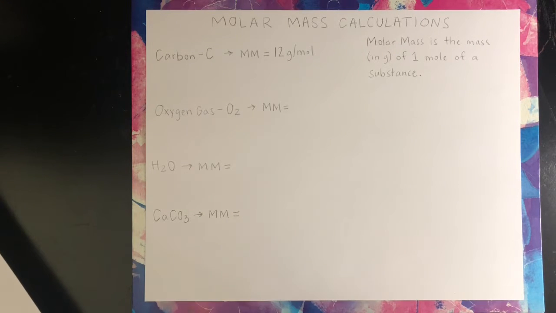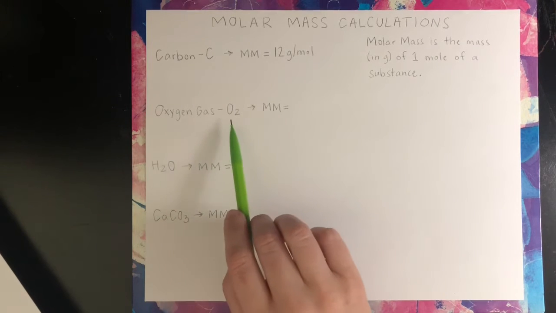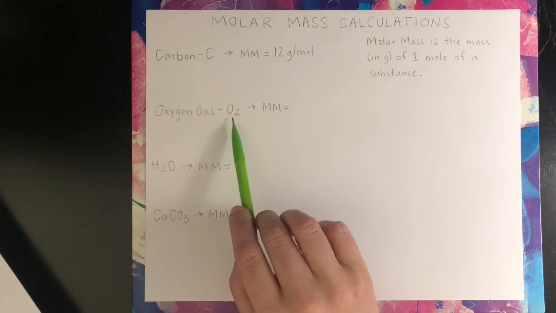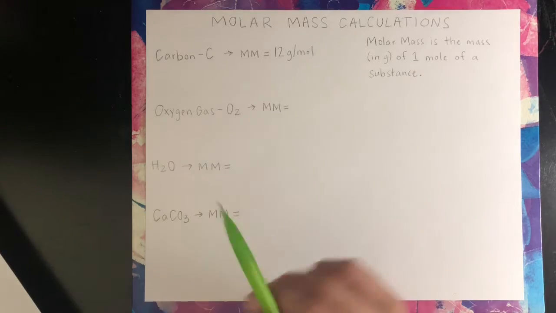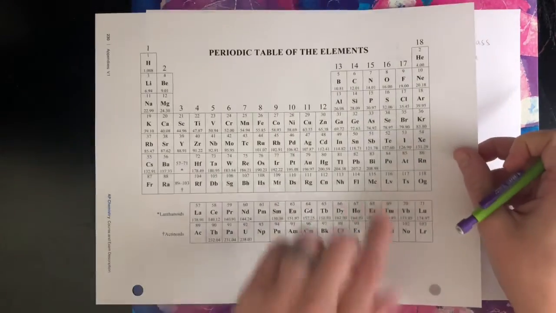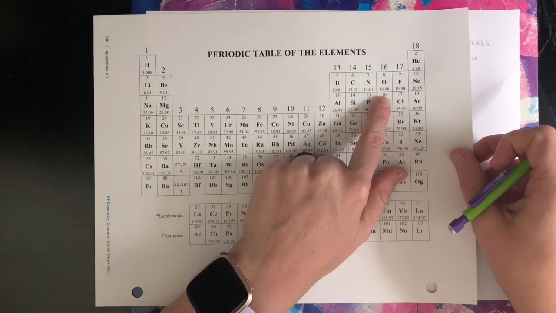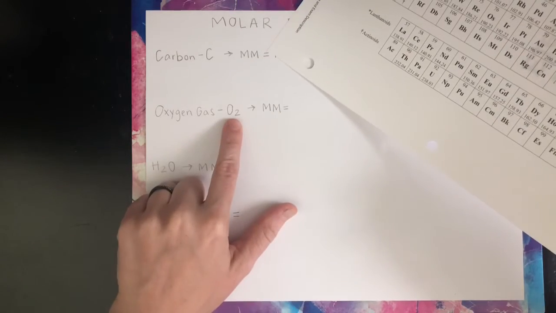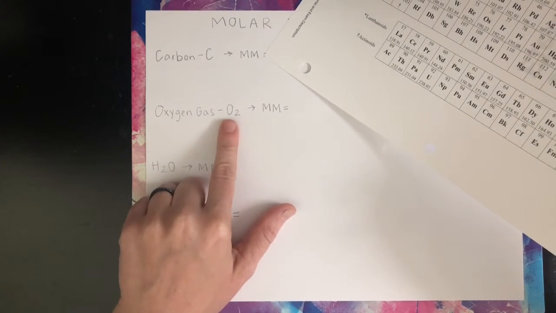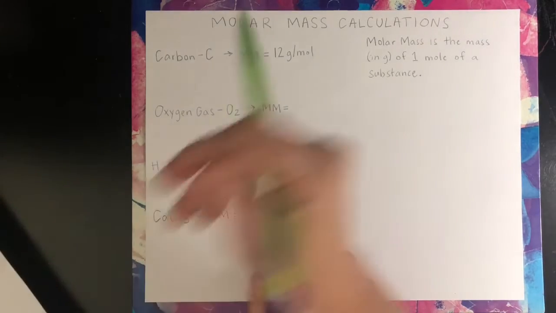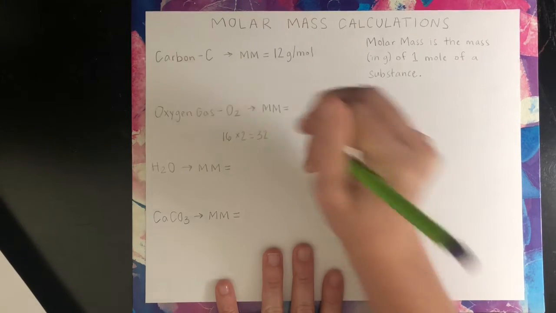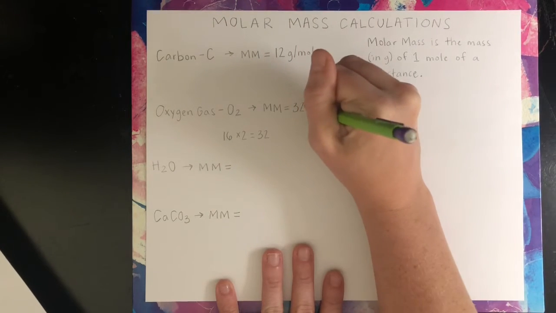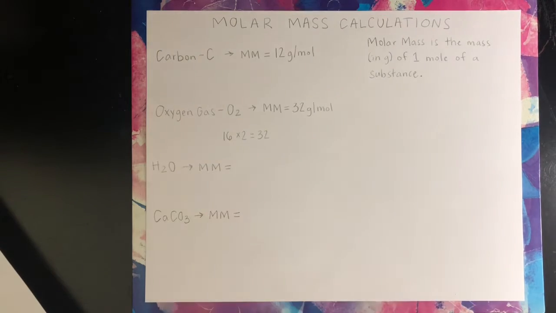All right, oxygen gas. Oxygen appears naturally as O2, not just as O. It's a diatomic. We learned that in the last unit. So oxygen is O2, which means its molar mass is not simply looking at oxygen and seeing that it's 16. We don't just have 1 mole of oxygen atoms, because there are 2 oxygen atoms for every 1 O2 molecule. So we actually have to multiply 16 times 2, and we get 32 as the molar mass for oxygen molecules.